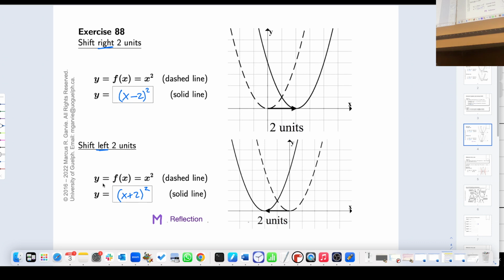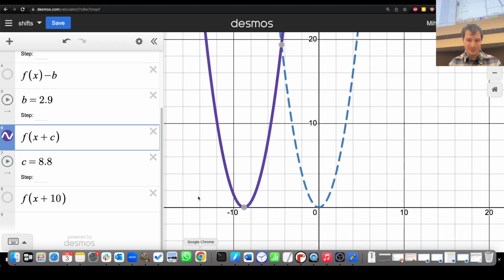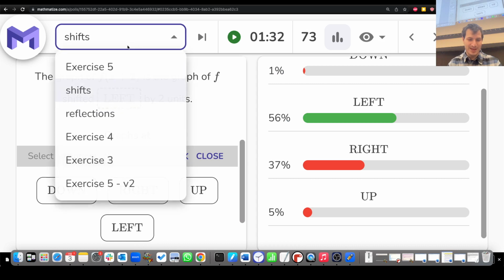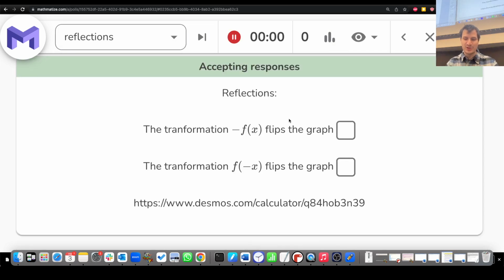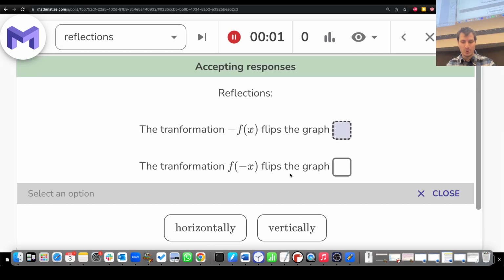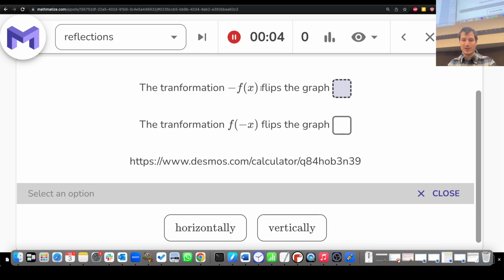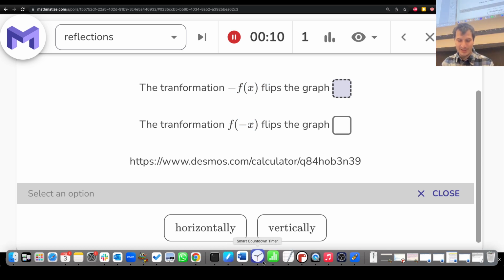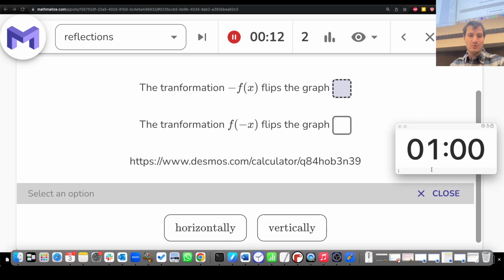Okay, the next thing we're going to do is reflections. So same thing as before. There are 2 types of reflections you can do, vertically or horizontally, and the question is which is which. If you put the minus sign in one place or the other place, you get one or the other. Which is which? So another 2 minutes, you guys can tell me what you think it's going to be.